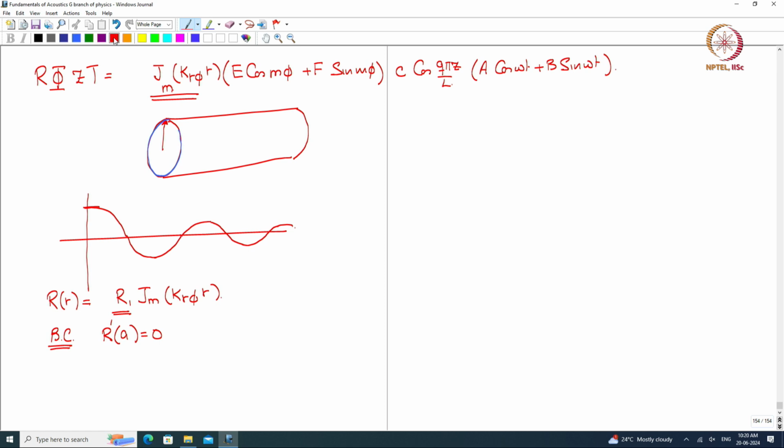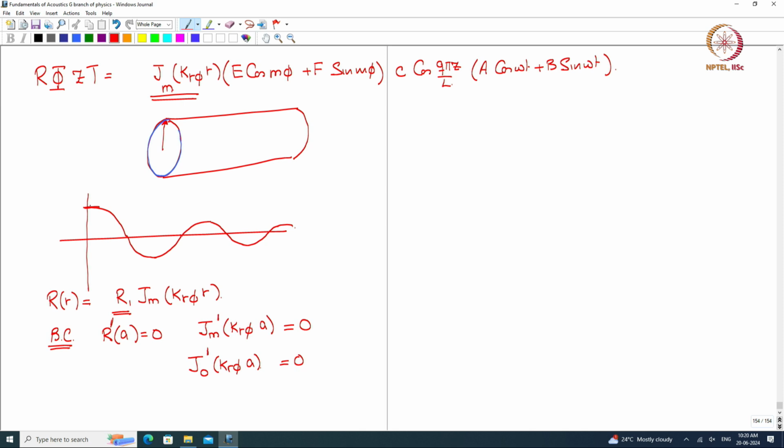And therefore R dash at A must be 0. That means J m dash K r phi at A must be equal to 0. Okay. That means if I look at J0 dash K r phi A, where does it go to 0?